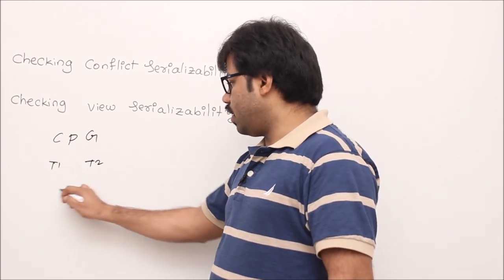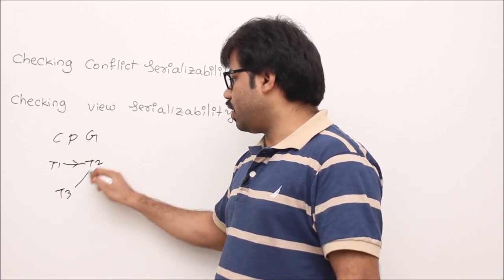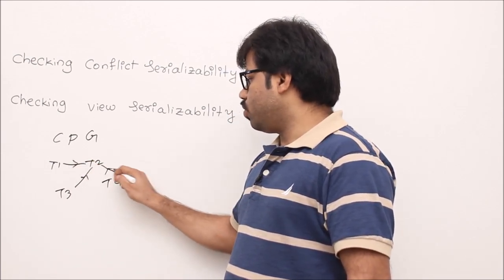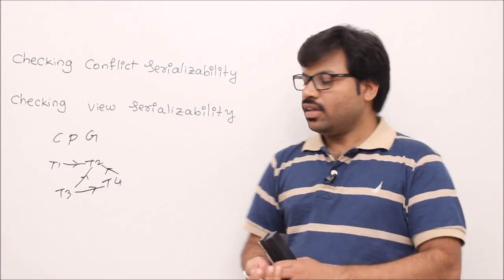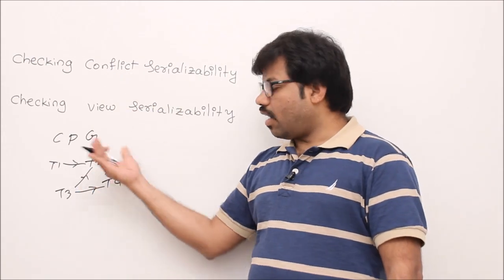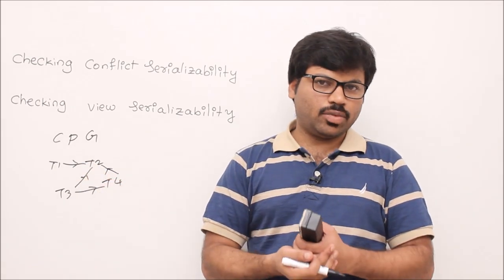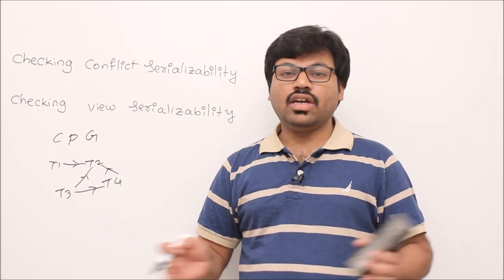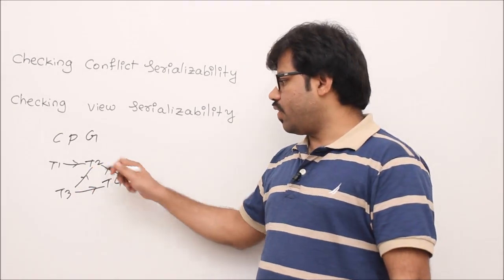T1, T2, T3, T4. Let's say this is your typical graph: T1 to T2, T3 to T2, T4 to T2, and T3 to T4, whatever. In this graph, given a graph, we have to know whether it has a cycle. If this graph has a cycle, then your schedule is not conflict serializable. Otherwise, it is conflict serializable. That is the definition of conflict serializability, correct? So we simply check for the cycle.